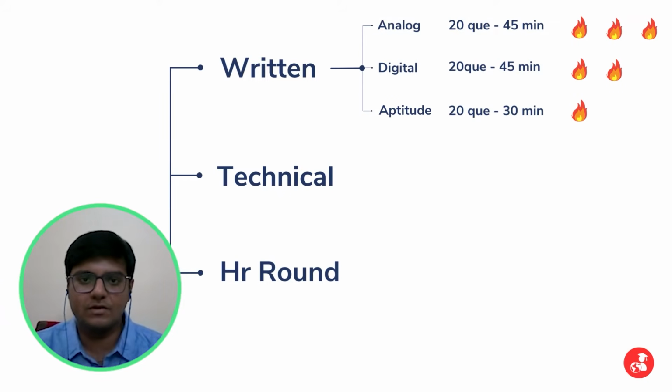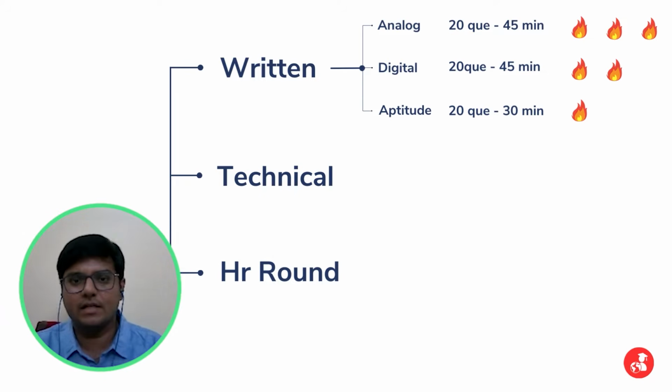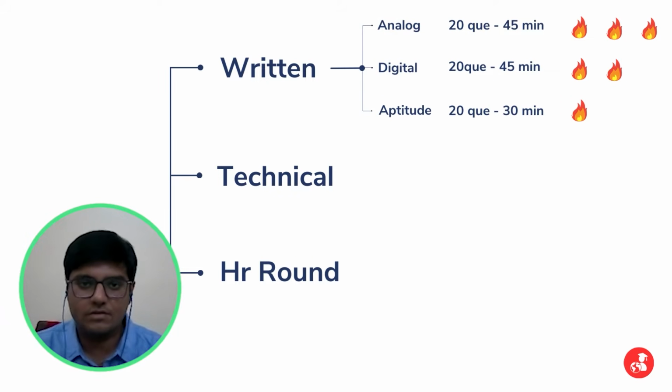The time limit was very less in aptitude, but the questions were also easy. In the analog section, the difficulty level was a bit high, and in the digital section, the difficulty level was a bit low. The difficulty level in analog was from moderate to difficult. There were questions which were easy, and there were questions which were too difficult in the analog section. If we talk about the marking scheme, there was +1 for every correct answer and minus 0.5 for every wrong answer. So this was the basic overview of the recruitment process which was carried out in our college.